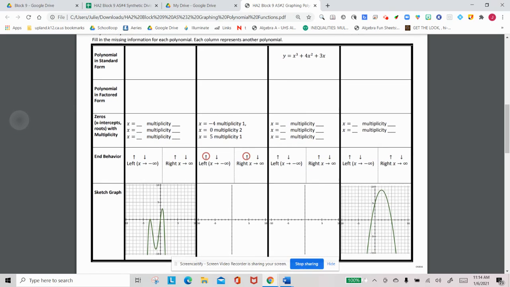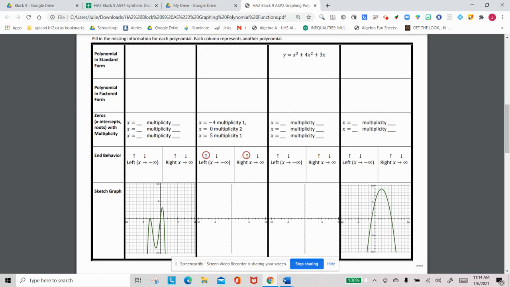So I'm going to look on page 2 right here. And if you look at page 2, I'm going to go ahead and concentrate on column number 1. Okay, so column number 1 right here, it is already graphed for you. But the thing is that it doesn't have the polynomial in standard form, factored form. It doesn't have the x-intercepts or the roots, and it doesn't have the end behaviors. Now, since it's already graphed for you, I would do the end behaviors first.